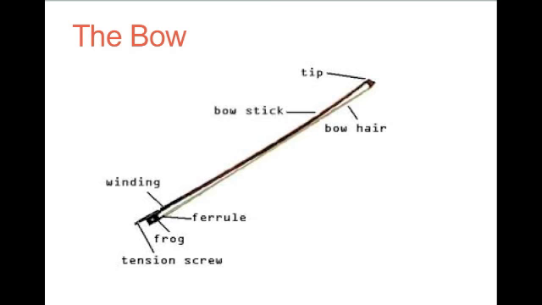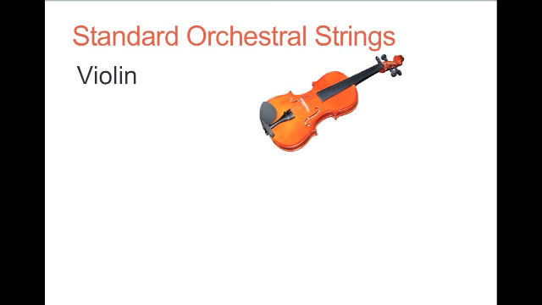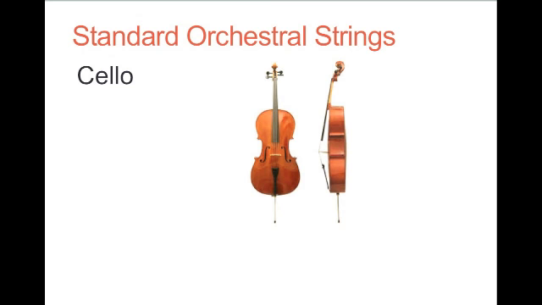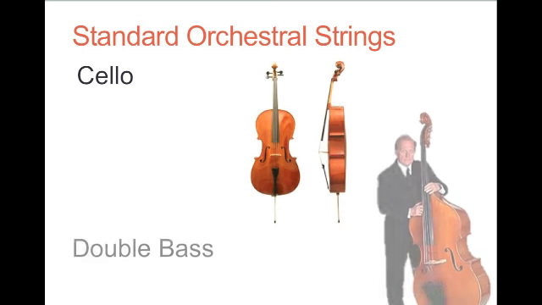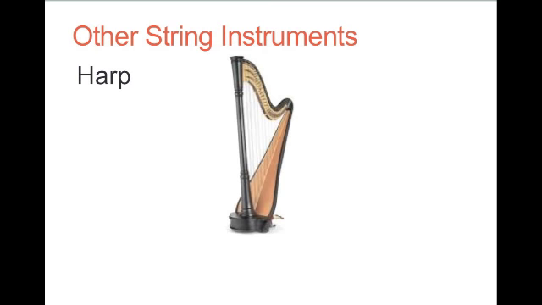There are many different kinds of string instruments that date back thousands of years. Yet there are 4 standard orchestral string instruments from highest pitch to low. They are violin, viola, cello, and the double bass. You will also find the harp in an orchestra, though it is less common than the other instruments.